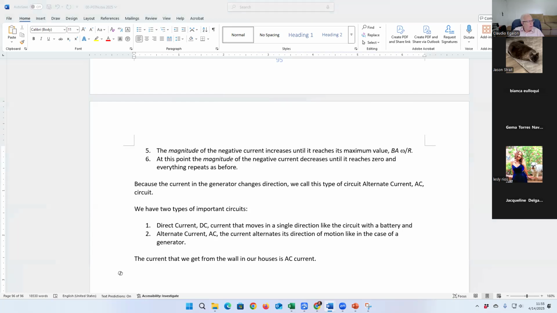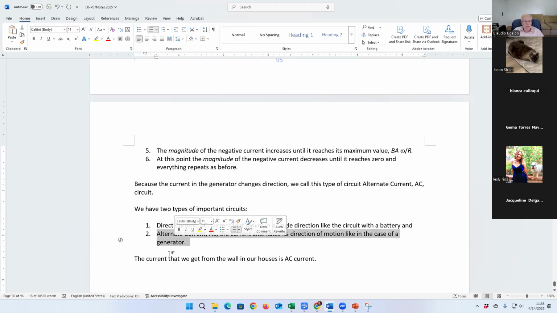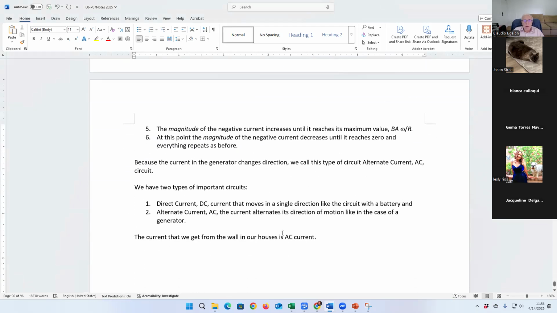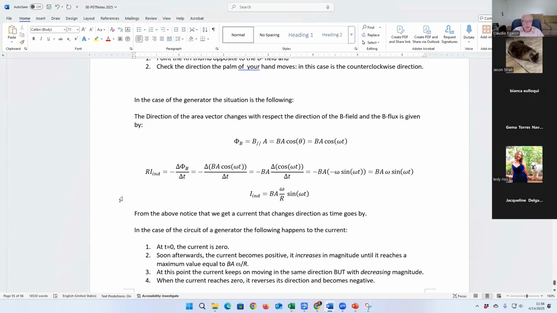Now, do you understand why I skipped the alternate current in that chapter? First, we have to talk about the generator. That's why I skipped the current before. And you needed to know about Faraday's law of electromagnetic induction. Remember that.